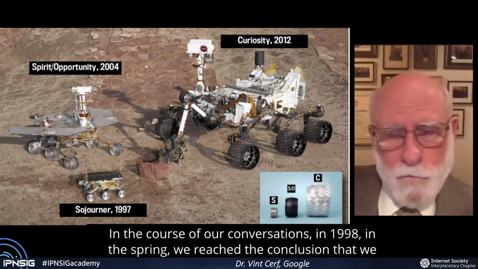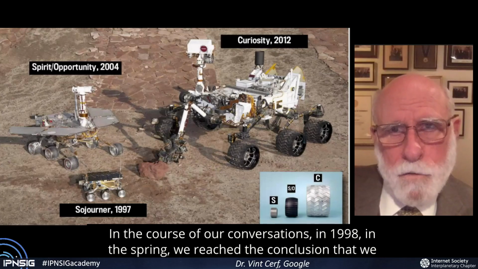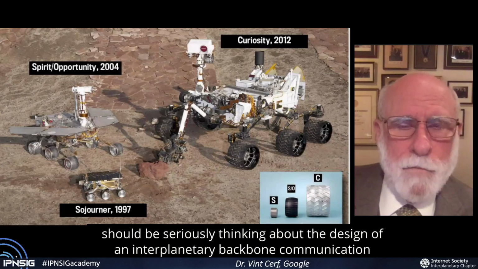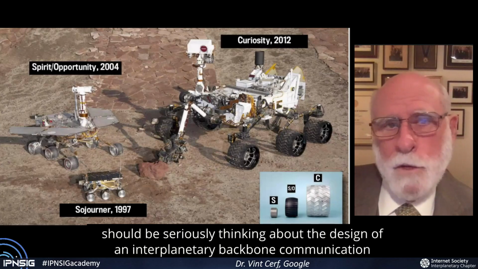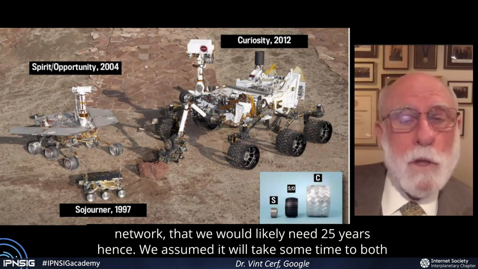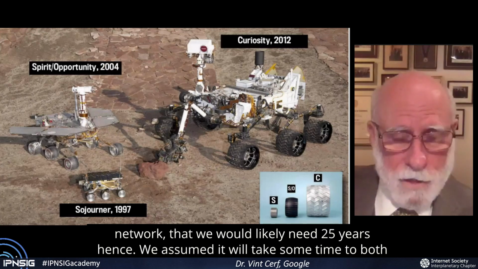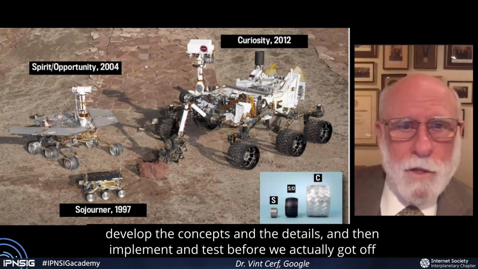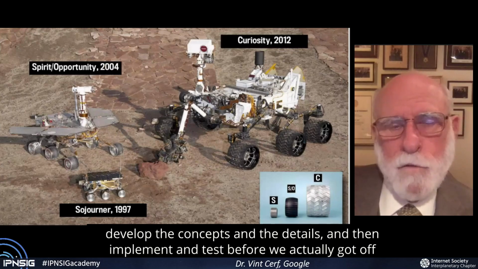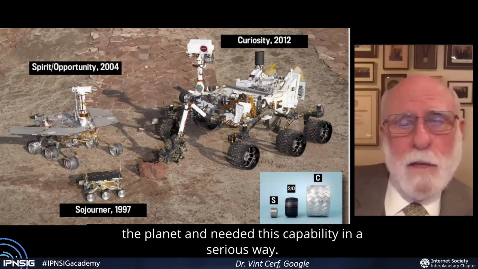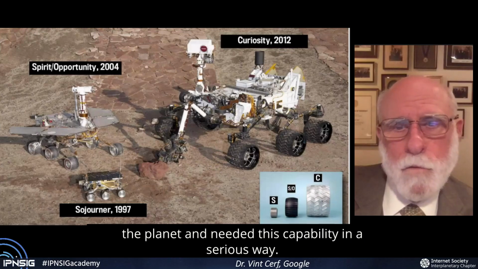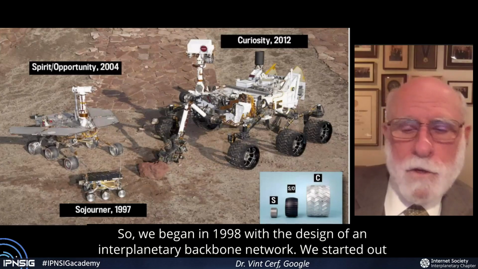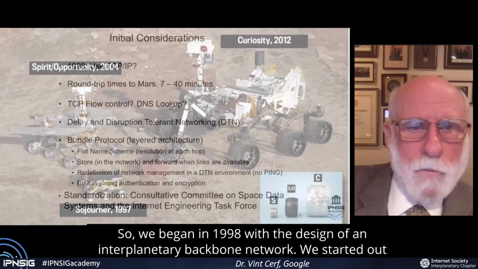And in the course of our conversations in 1998 in the spring, we reached the conclusion that we should be seriously thinking about the design of an interplanetary backbone communication network that we would likely need 25 years hence. And that we assumed it would take some time to both develop the concepts and the details and then implement and test before we actually got off the planet, and needed this capability in a serious way. So we began in 1998 with the design of an interplanetary backbone network.